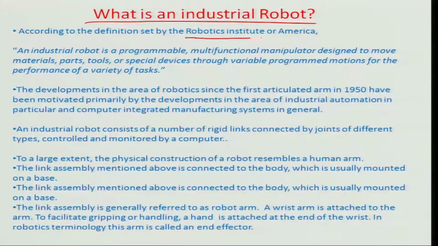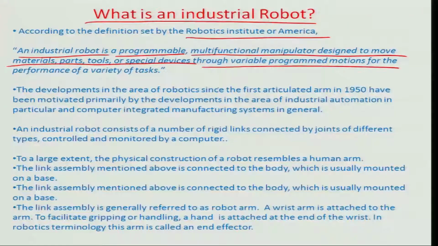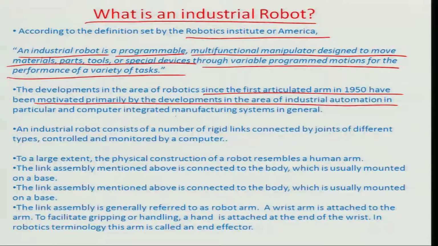According to the Robotics Institute of America, an industrial robot is a programmable multifunctional manipulator designed to move materials, parts, tools or specified devices through variable programmed motions for performance of a variety of tasks. The developments in the area of robotics since the first articulated arm of 1950 have been motivated primarily by development in the area of industrial automation, particularly computer integrated manufacturing systems based automation in general. We had an extensive course earlier in manufacturing systems technology part 1, where these CIM systems, or computer integrated manufacturing systems, were described in great detail.